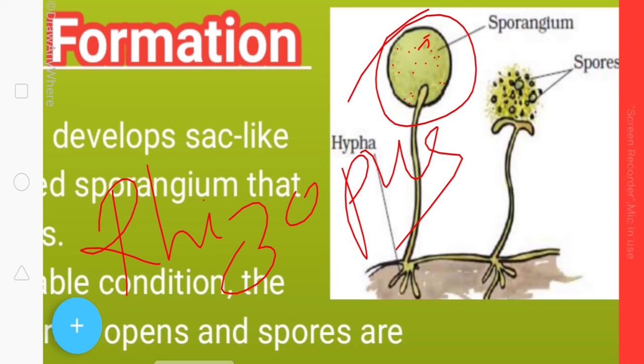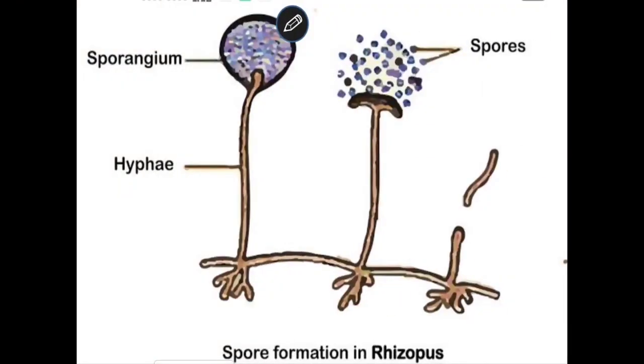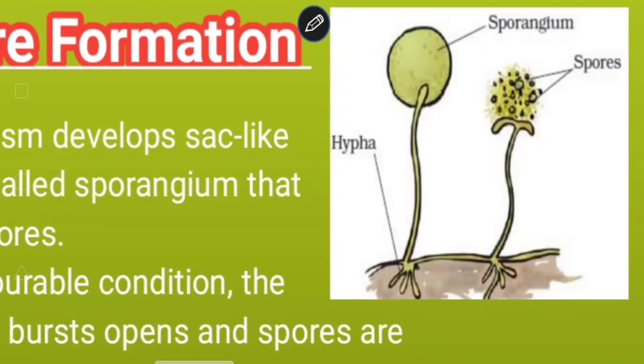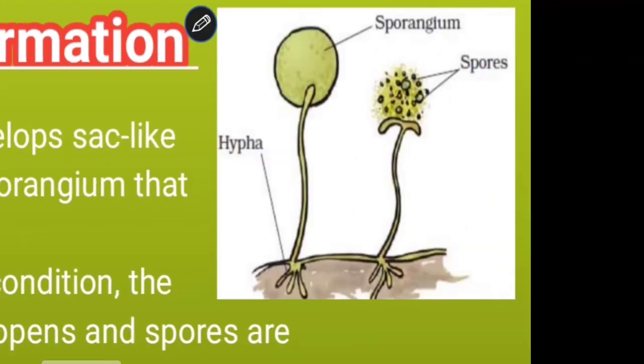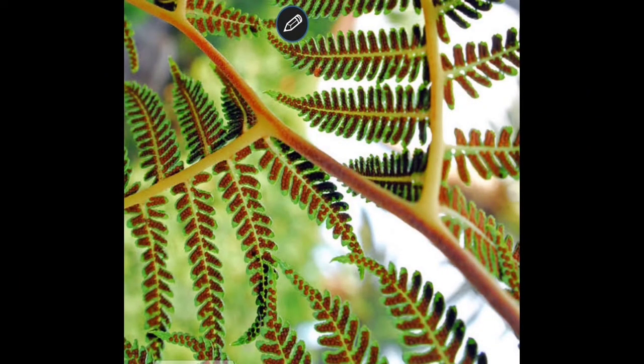Under favorable conditions, when the environment and the temperature are suitable, the sporangium will burst and break, and from here we can get the spores. Here we can see the sporangium already burst out and the spores are ready to be released. This is the other image of rhizopus showing spore formation. We can see spore formation even on ferns. This is the other image of spore formation in fern.